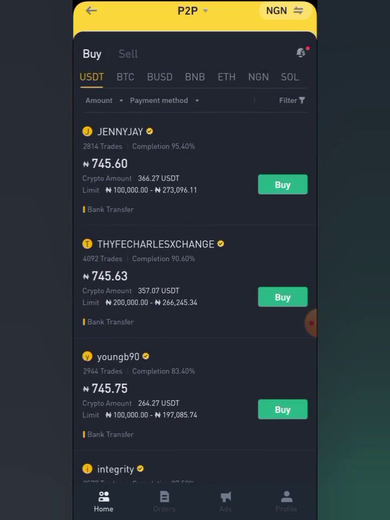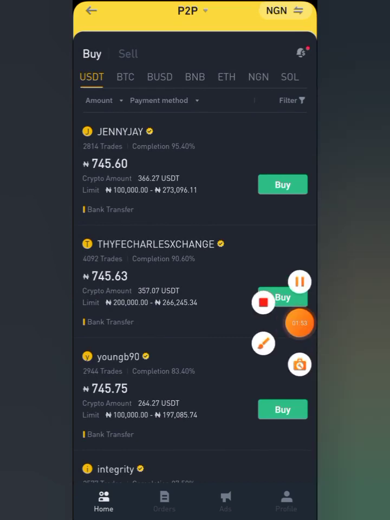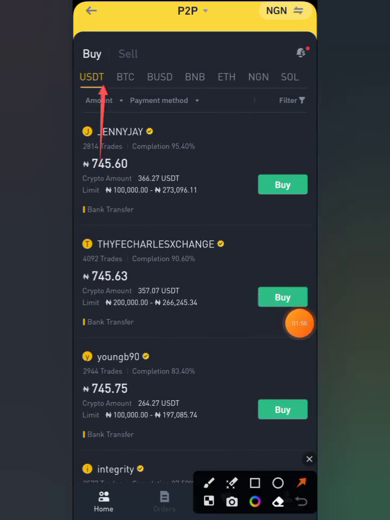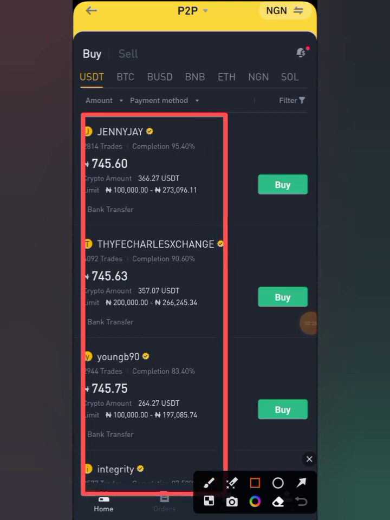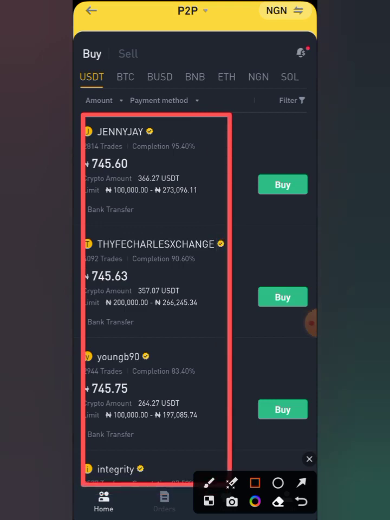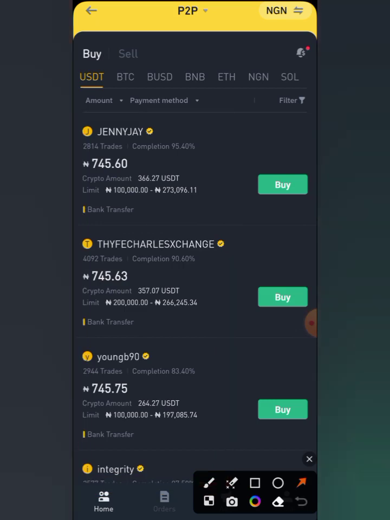Once you are on your Binance P2P session, whether you are here to buy or to sell, the very first thing you need to take note of is the total number of trades that each of these merchants has done, and then their completion rate. If we come to this first trader here, you'll see that this trader has done a total of 2,814 trades, and his completion rate is 95.40%. So to an extent, this is good.